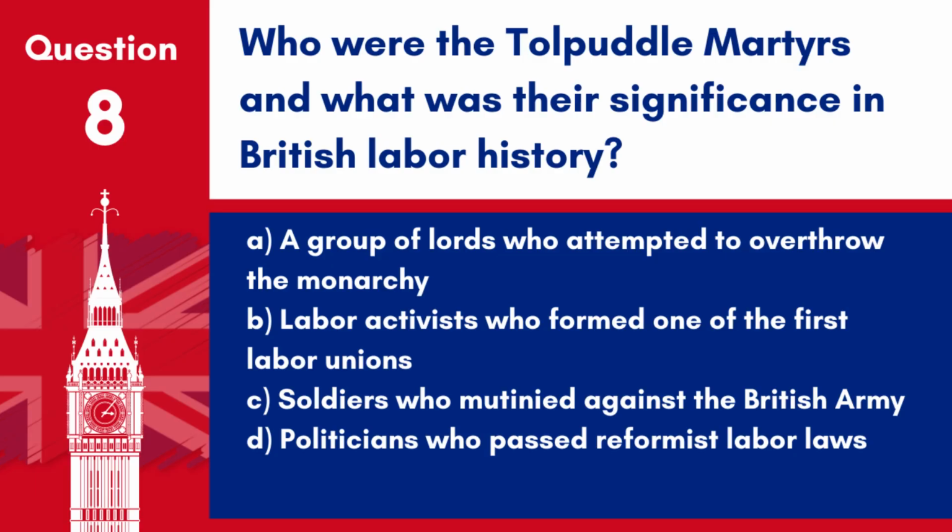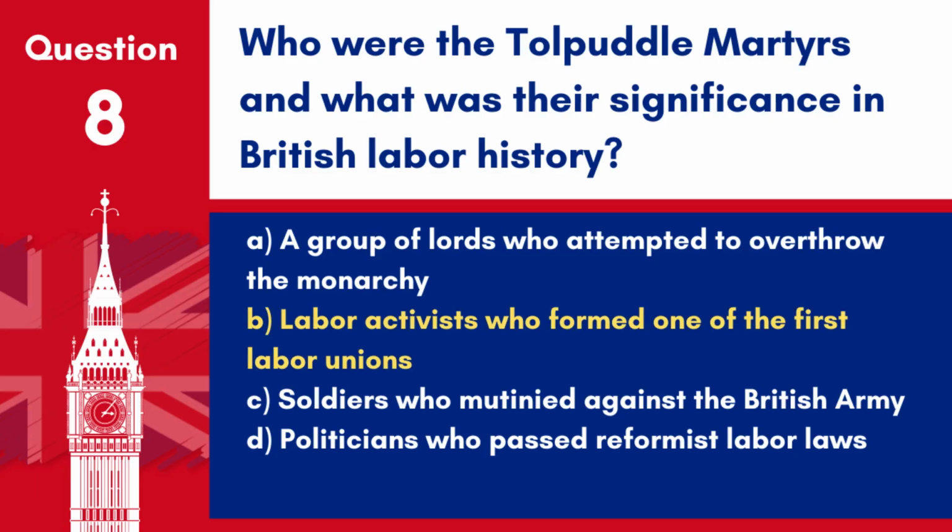Question 8. Who were the Tolpuddle Martyrs and what was their significance in British Labour history? A. A group of lords who attempted to overthrow the monarchy. B. Labour activists who formed one of the first labour unions. C. Soldiers who mutinied against the British Army. D. Politicians who passed reformist labour laws.